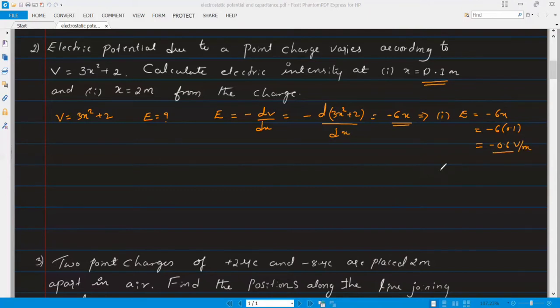In the second case, they have given x is equal to 2 meter. So E is equal to minus 6x. Therefore this is minus 6 into 2. Therefore this is going to be minus 12 volt per meter. Is it clear? So this is how to solve such type of problems.